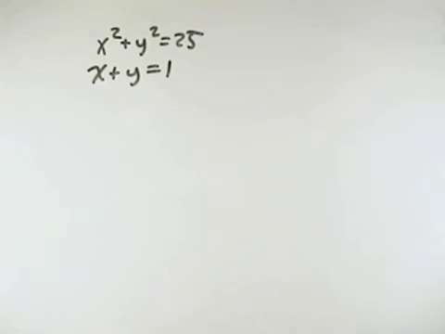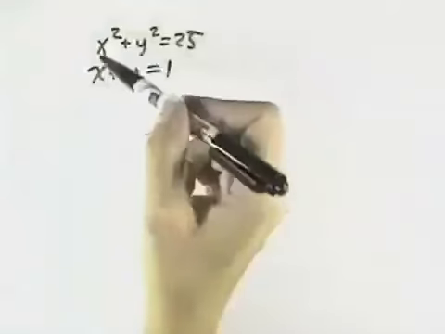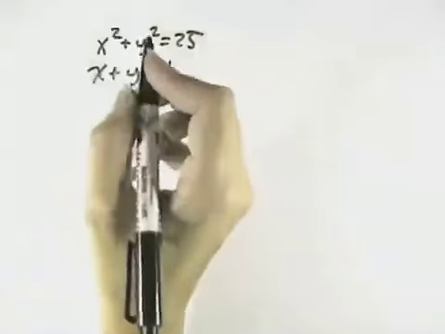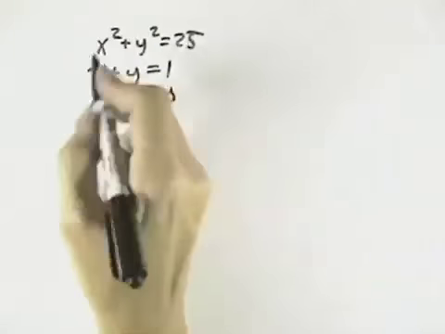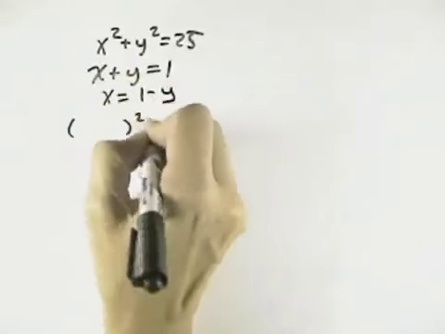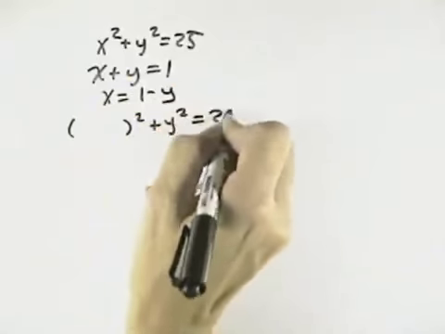We want to solve the system of equations. Substitution is our only choice because the power on x and the power on y are different for the two equations. So I'm going to solve for x in my second equation to get x equals 1 minus y, so that I can substitute that in place of the x in my first equation to have an equation all in terms of y.